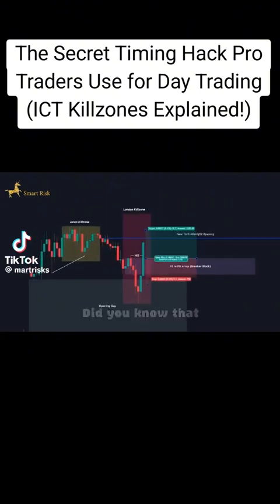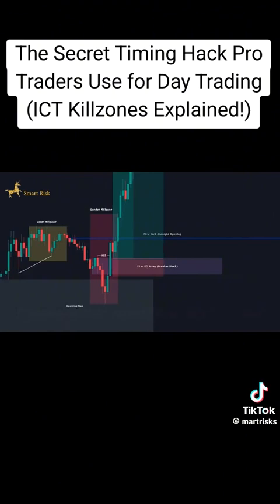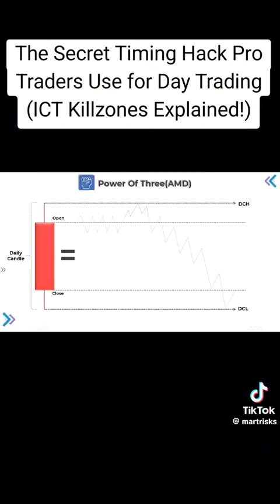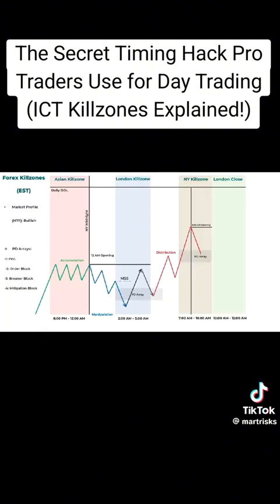Did you know that over 80% of major market moves happen within specific time windows? If you're not trading at the right time, you're missing out on the best opportunities. Today, we're breaking down one of the most critical elements in day trading: timing and kill zones.